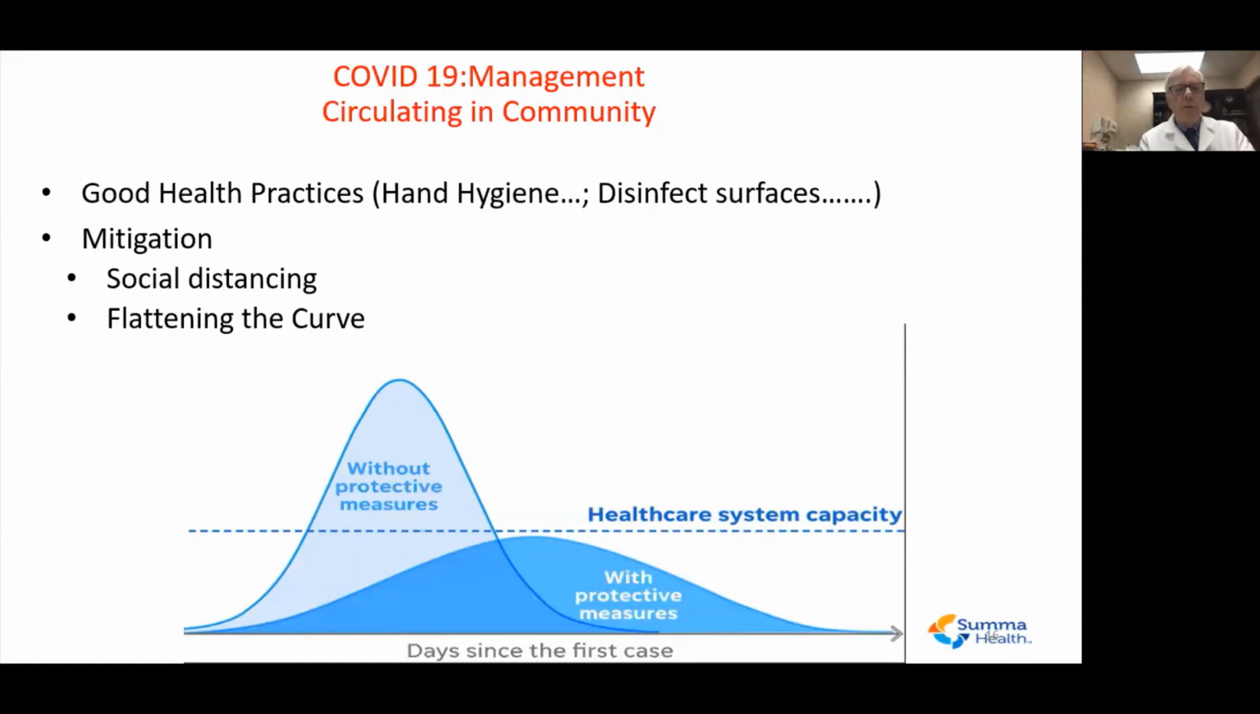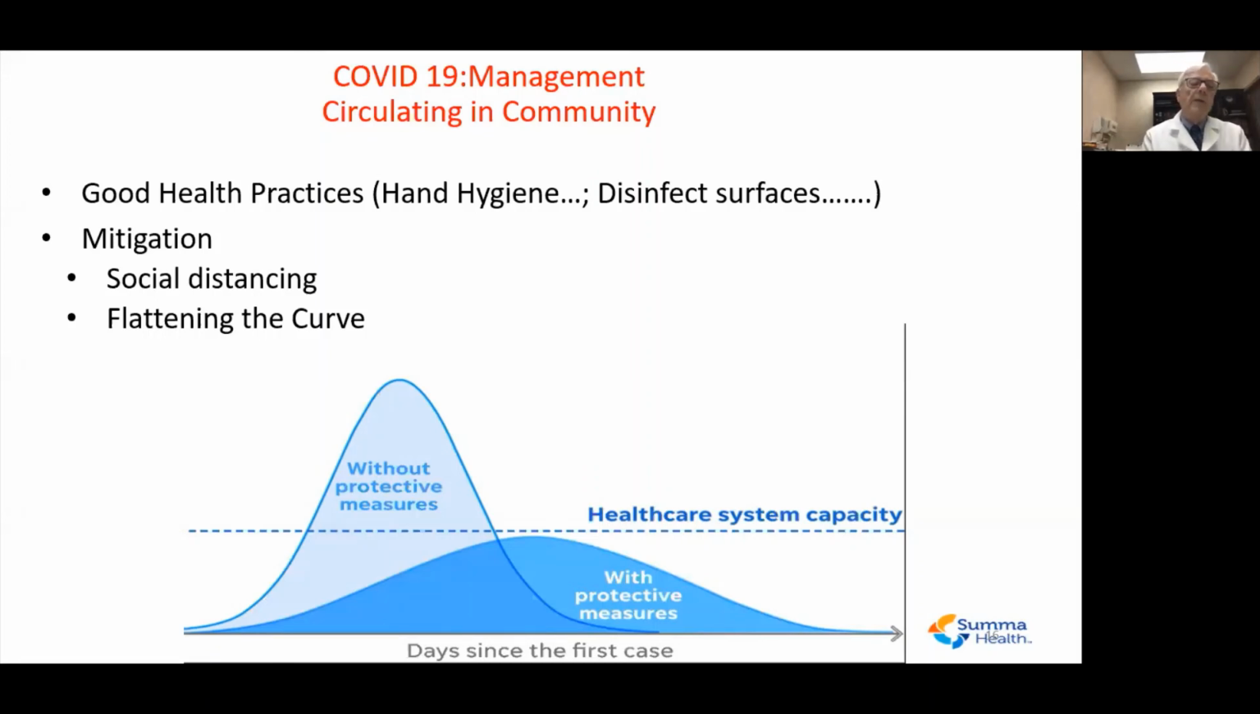Well, first, we want to do good health practices. And you've all heard about hand hygiene. Since we know it can be on surfaces, we want to disinfect those surfaces, but we also want to wash our hands frequently, avoid touching our face, avoid sick people if at all possible, and disinfect surfaces, as I mentioned.